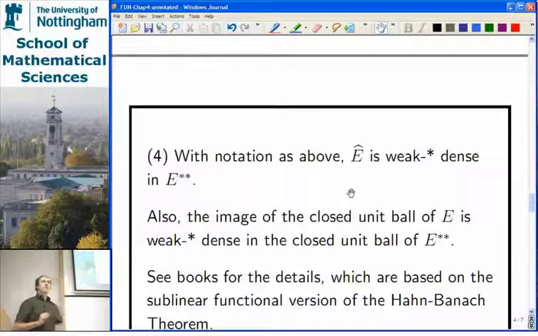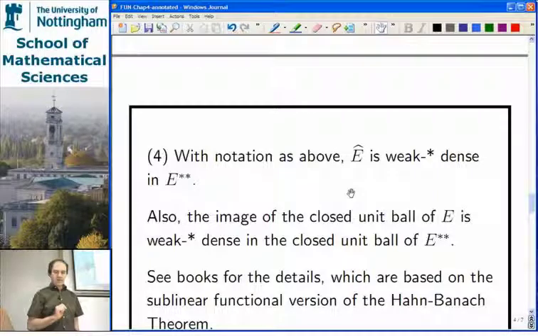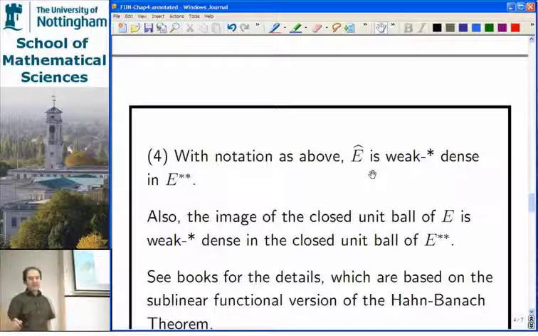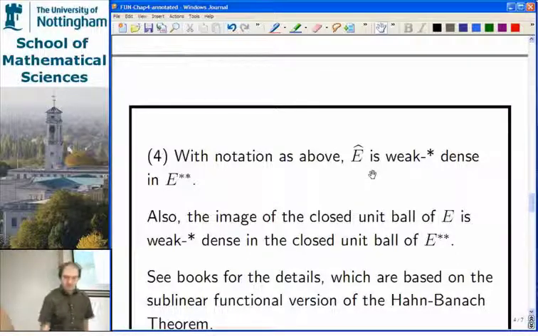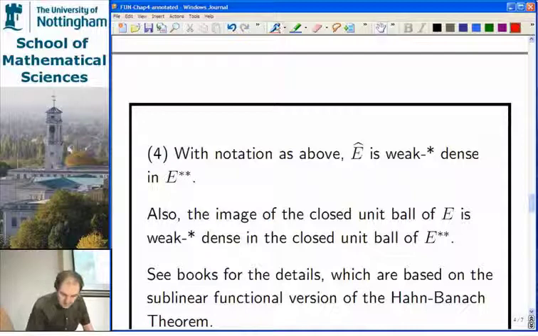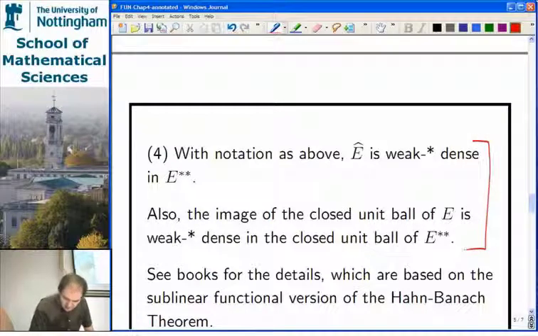And here's a tricky exercise, too tricky to do yourself unless you look it up in the books. The other exercises are all perfectly doable, but this one is harder: the fact that E hat is actually weak star dense in E double dual, and that the image of the closed unit ball of E is weak star dense in the closed unit ball of the bidual. People usually prove this second one and deduce the first one from it. So this is not easy. That's non-trivial.